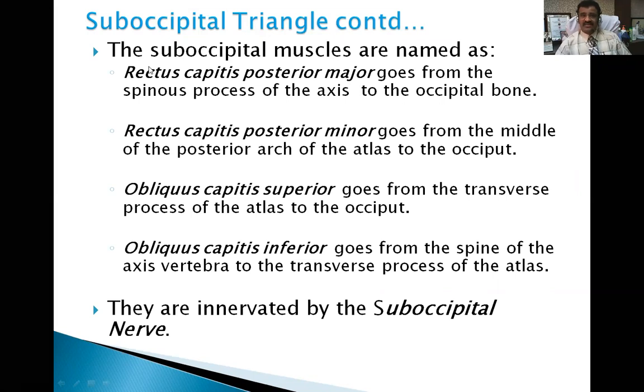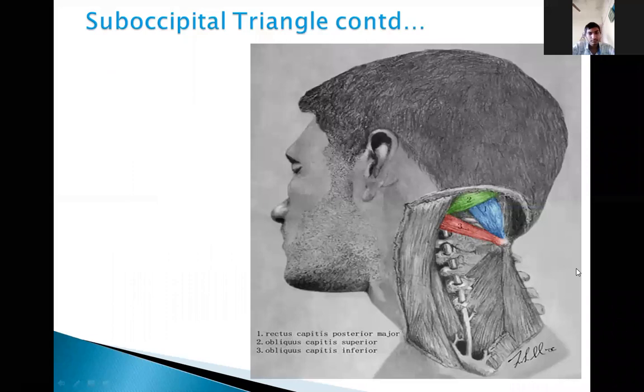So remember these four muscles, two recti and two obliqui. And here is your suboccipital triangle on one side. See how beautiful it looks. So this is neither an anterior triangle nor a posterior triangle.